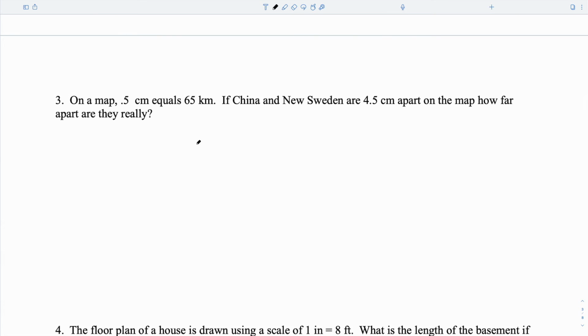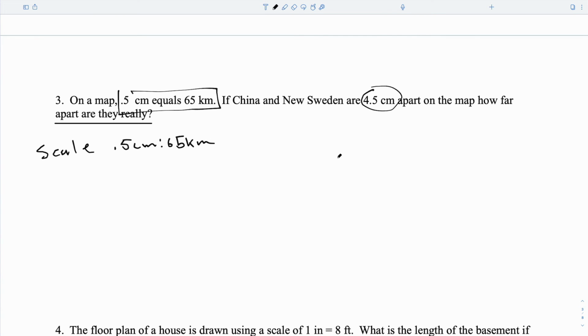Okay, so on a map, 0.5 centimeters equals 65 kilometers. If China and New Sweden are 4.5 centimeters apart, how far apart are they really? Let's box our scale, circle what they give you, and set it up. Scale is going to be 0.5 centimeters to 65 kilometers. We want the real life scenario.